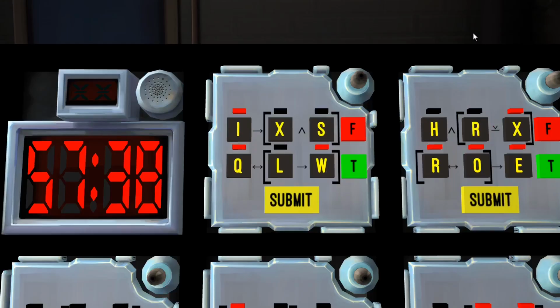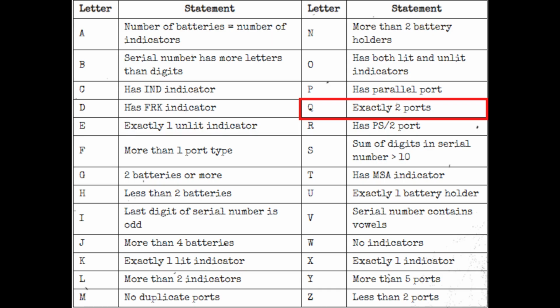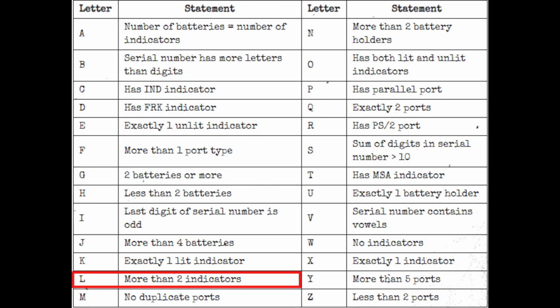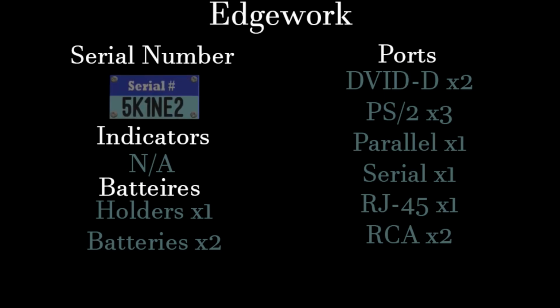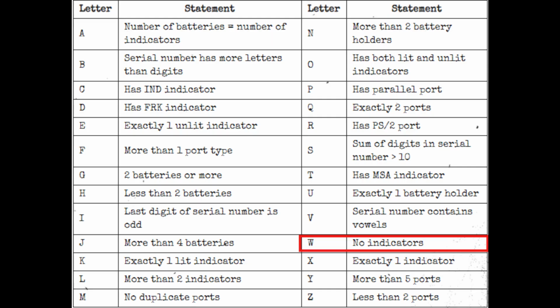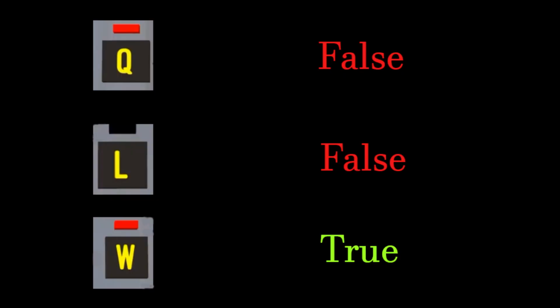Great, now let's do the same thing with the other one. We have the letters Q, L, and W. Q says there are exactly 2 ports. We have way more than that, so that is false. The L statement is there are more than 2 indicators. We have no indicators, so that is also false. Lastly, W asks if there are no indicators. That one is true. But don't forget the dashes on Q and W. Now Q is true and W is false.